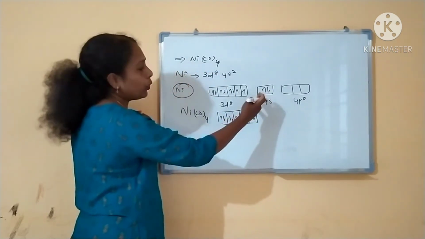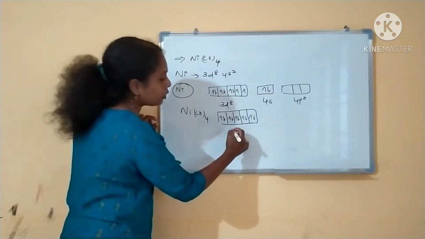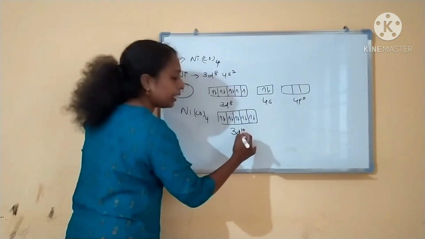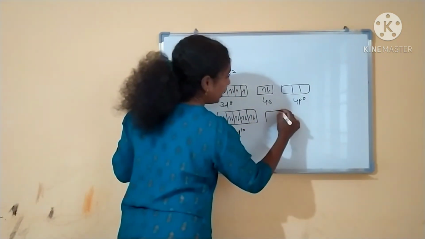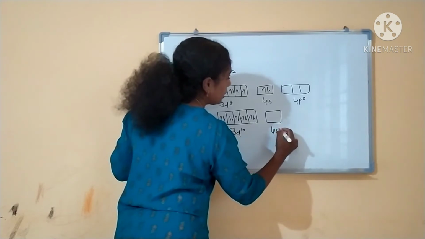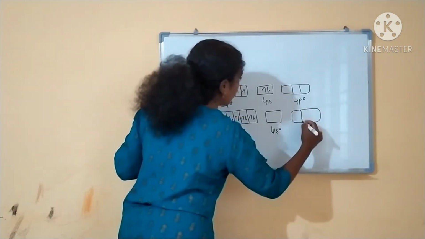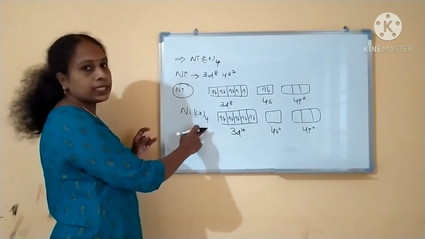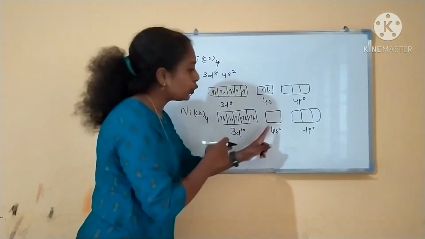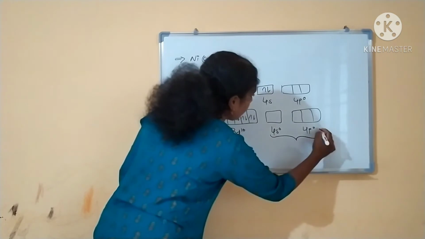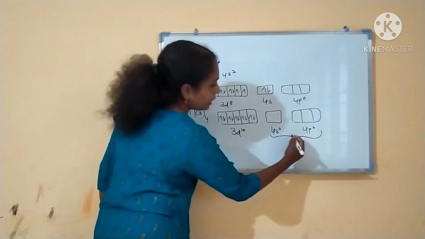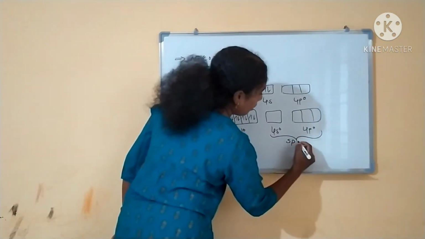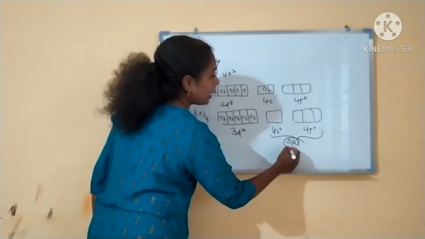What happened? This 4s electron has come inside and has got a pairing. The electronic configuration becomes 3d10, 4s0 and 4p0, right? This is the electronic configuration. So in Ni(CO)4, 4 ligands are there. You should record 4 orbitals forming the complex. So what is the hybridization? sp3 hybridization, right? This is the sp3 hybridization.